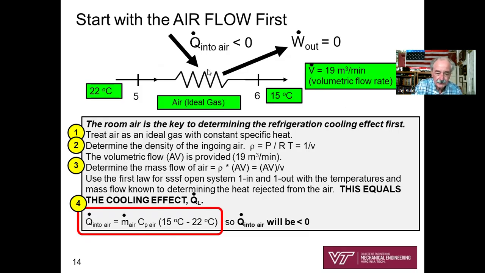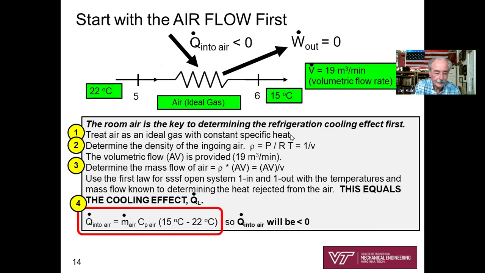air. Okay, so notice here in my sketch, I've drawn a separate sketch. Q dot into the air is less than 0. It's not flowing into the air, it's flowing out of the air. W dot out, well, there's no work. The air heat exchanger is not lifting a weight. W dot is 0. Okay, so there's my sketch. It's a pretty decent sketch of given information. I'm going to treat air as an ideal gas with constant specific heat.